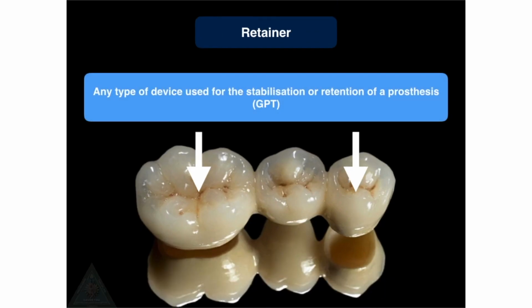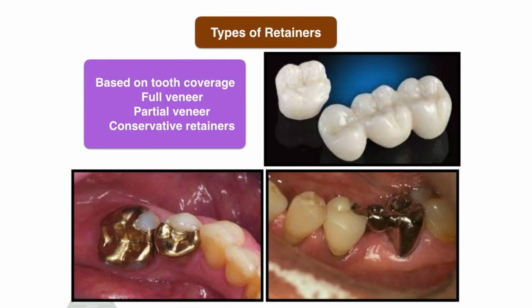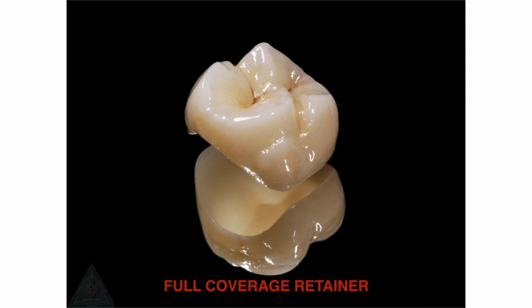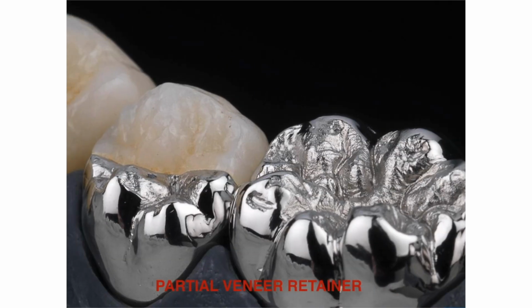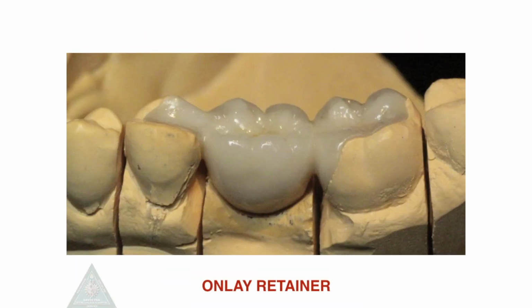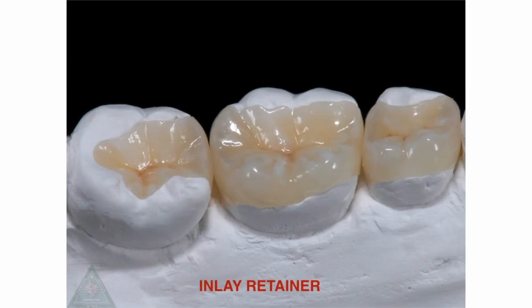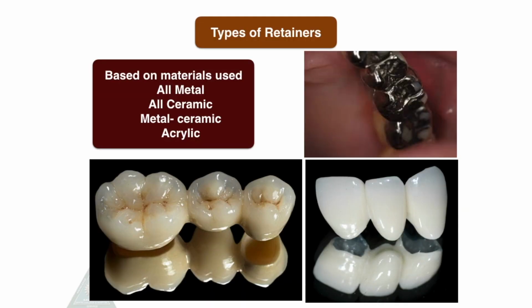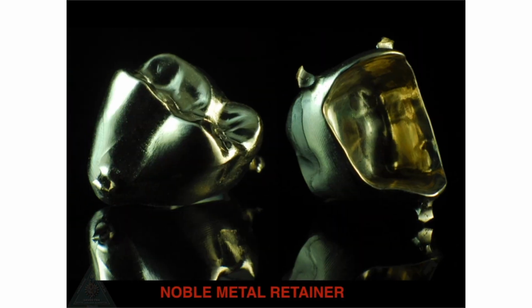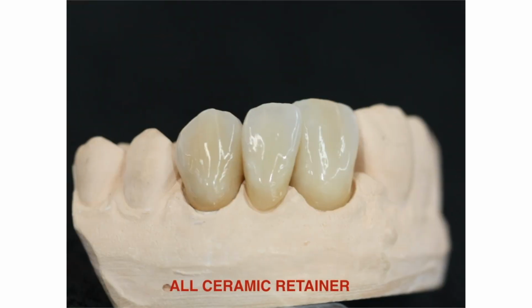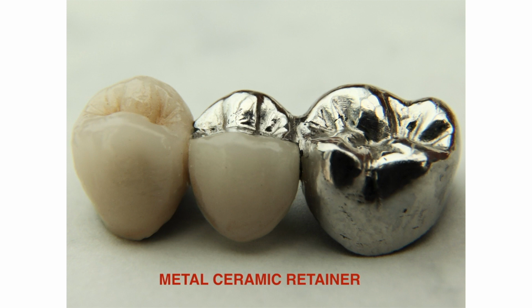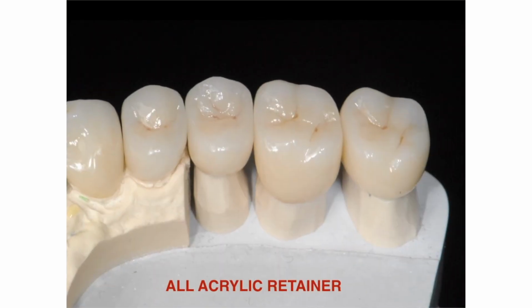A retainer is any type of device used for stabilization or retention of a prosthesis. Based on the tooth coverage, the retainers are classified as a complete coverage retainer, a partial veneer retainer, onlay retainer, and an inlay retainer. And based on the materials used, they can be classified as noble metal retainers, all ceramic retainers, metal ceramic retainers, and all acrylic retainers.